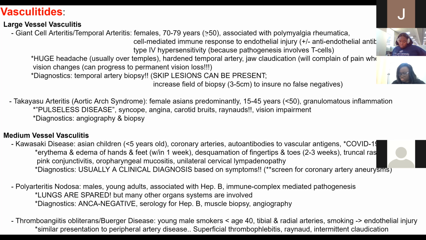Okay, so diagnostics, usually it's ANCA-negative, right? Because in the other ones, when you have immune complexes, usually you're going to be able to have some ANCA association, not with this one, right? You have to do a serology for Hep B, okay? Because most of the time that is the association for this disease. So you can do a muscle biopsy, or you can do an angiography. The diagnostics here weren't too crazy, other than I think serology for Hep B or something like that was an answer on my exam. So that's how I think I figured out this question.